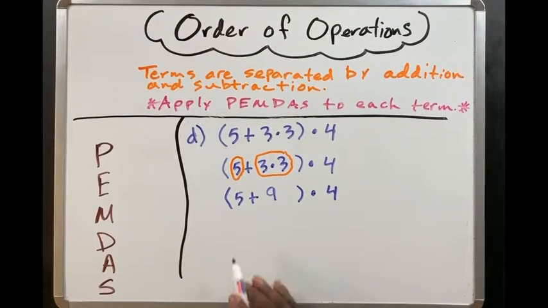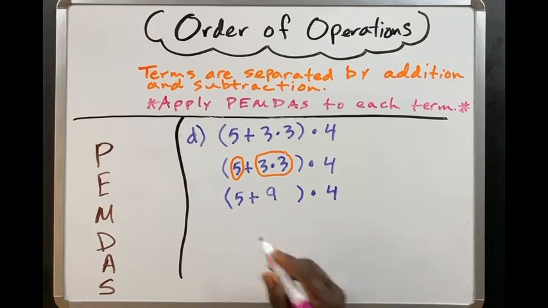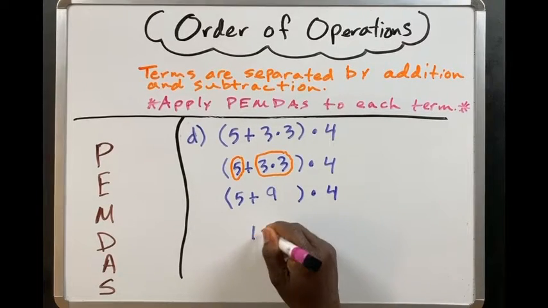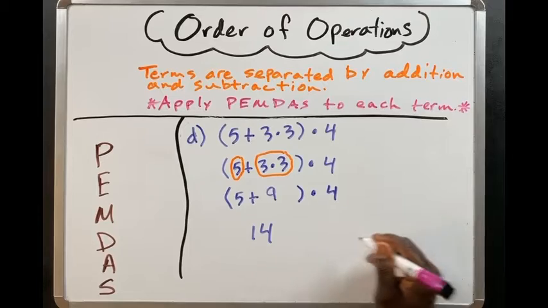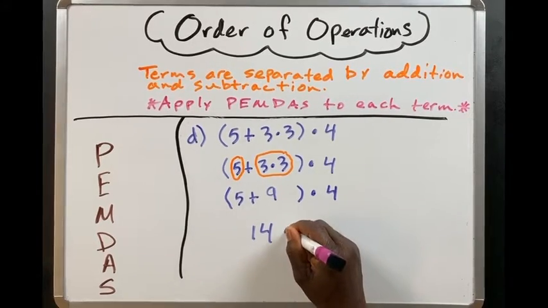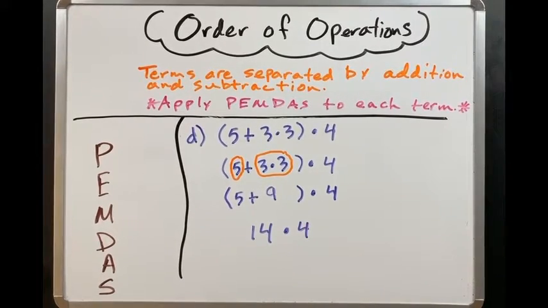Okay, we still have parentheses and addition and multiplication. So in this case, we're going to do what's in parentheses again, further simplify that. 5 plus 9 gives us 14, right? 14 what? Times 4. Okay, last step. 14 times 4 gives us 56. And that is our final answer.